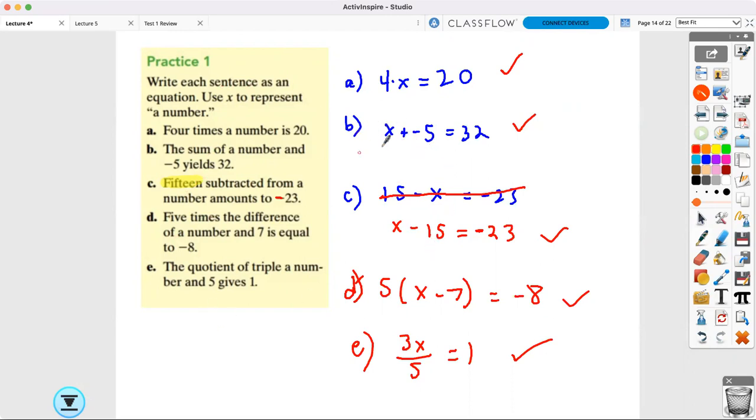Can anyone tell me another way to write B that means the same thing? X plus -5 equals 32. Anyone have an idea? For B, there's another way to write B. I put x minus 15 equals -23. Oh, sorry, excuse me. X plus 5 equals 32. You put x plus 5 equals 32. Is that what you did?